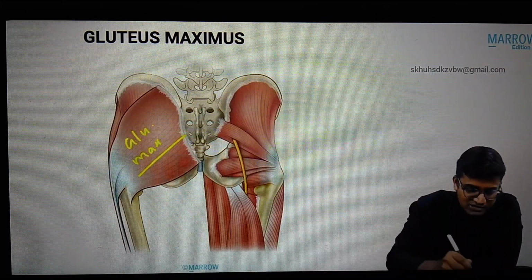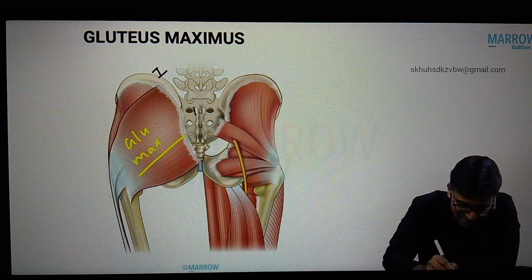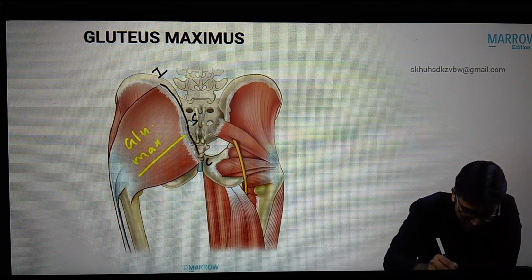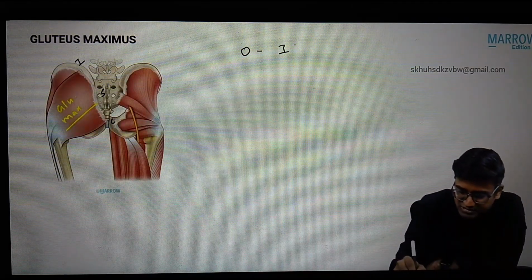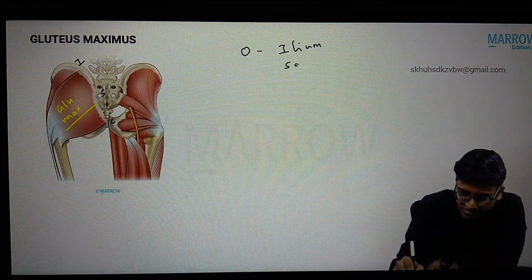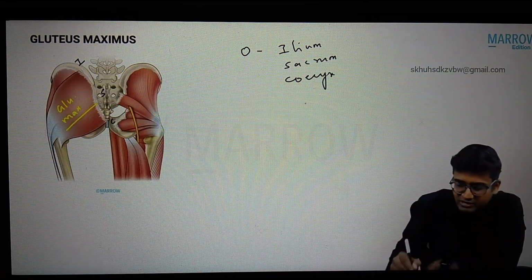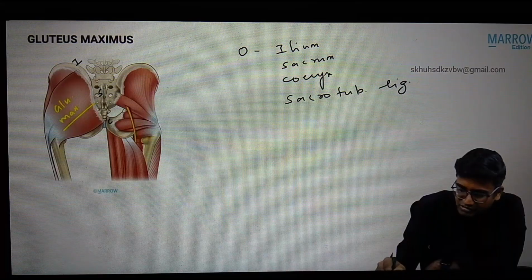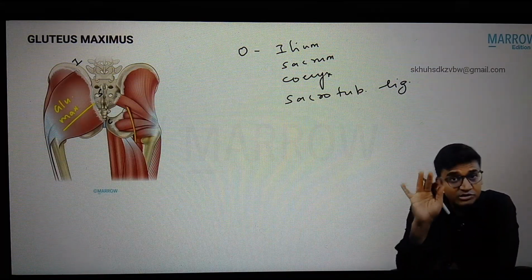Okay. So now origin from, now this is the ilium bone. This is sacrum bone. This is coccyx. So gluteus maximus takes origin from these three bones. Okay. So origin of gluteus maximus, ilium, sacrum, coccyx, and we have one ligament below that, that is our sacrotuberous ligament. This is the origin point for the gluteus maximus muscle. Insertion you have to know.